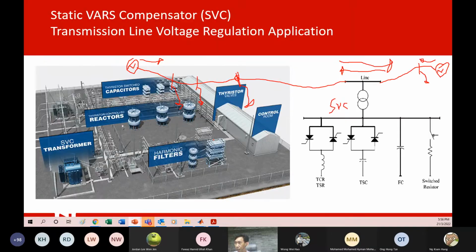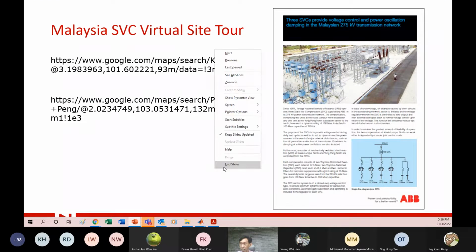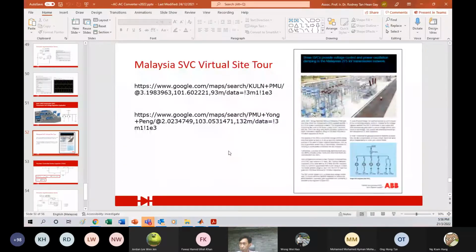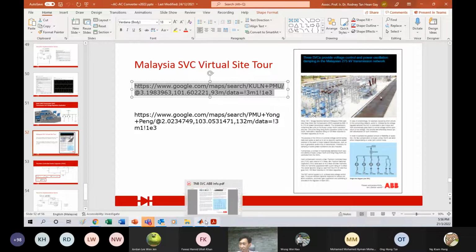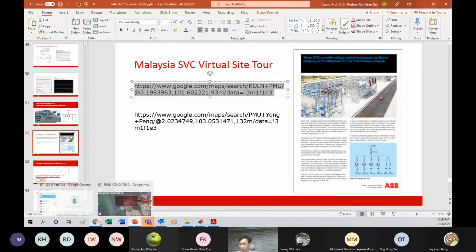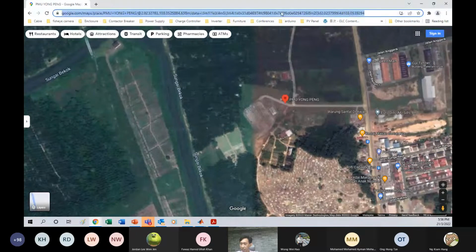So yeah, it's good that Malaysia has one, so at least you know that our country has this SVC. And the other one nearest to us is in KL. For those who stay nearby, if one day you pass through, you can probably tell your friend that this is an SVC. Non-engineer students may not know what that is. I mean, at least as engineering students, you will be able to appreciate that.